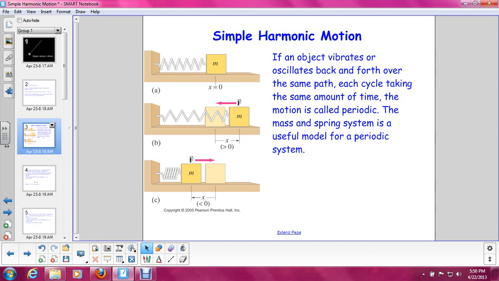So, to get started, let's talk about an object vibrating back and forth because it's attached to a spring. So, if an object vibrates back and forth, and it takes the same amount of time to go back and forth every time, it's called periodic.